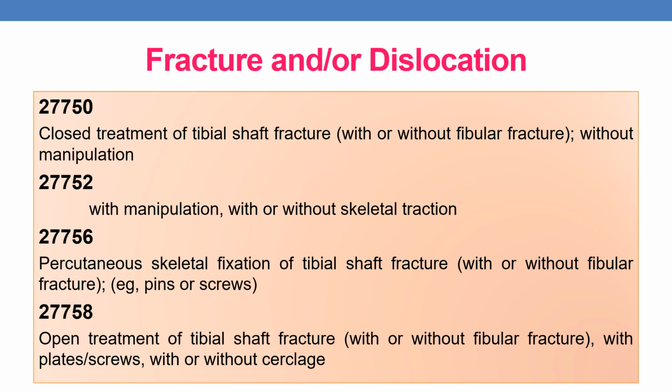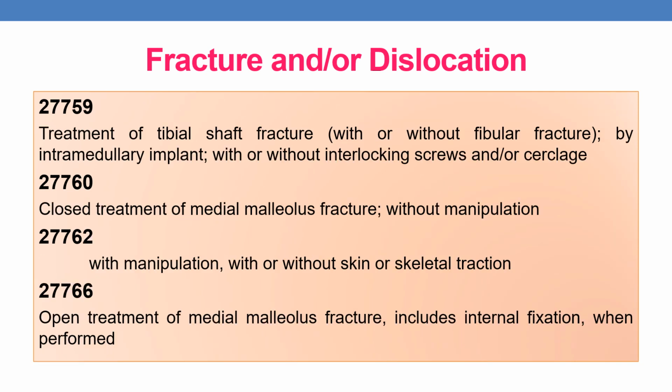It deals with percutaneous skeletal fixation of tibial shaft fracture with or without fibular fracture, for example, pins or screws. The next CPT is 27758. It deals with open treatment of tibial shaft fracture. Open treatment of tibial shaft fracture with or without fibular fracture with plates or screws with or without cerclage.